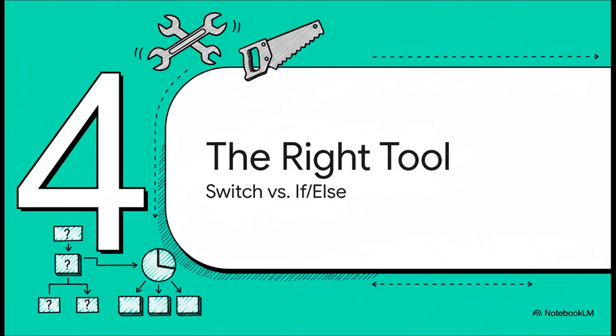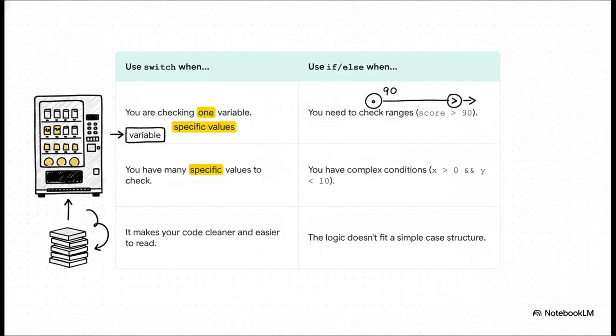So right about now, you might be thinking, hang on a second, couldn't I just do all this with a bunch of if and else if statements? And you know what? You're totally right, you could, but it's all about using the right tool for the job. Let's look at when you should use each one. Think of this table as your cheat sheet. You want to use a switch statement when your logic is just like that vending machine. You're checking one single variable against a whole list of very specific exact values. It just makes your code way cleaner and easier to read. On the other hand, you should stick with if-else when you need to check for more complex things, like a range of numbers. Is the score greater than 90? Or if you're checking multiple conditions at the same time.